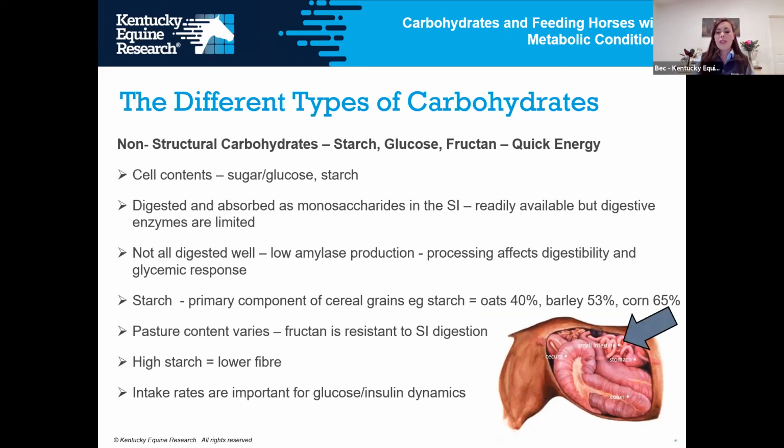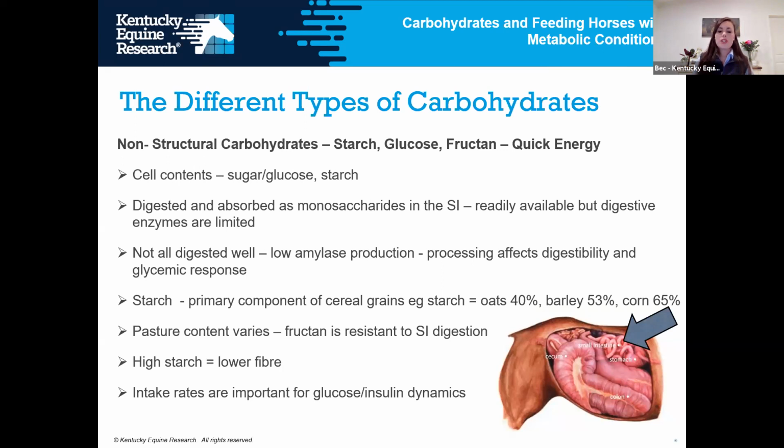So these, rather than the cell walls, these are the cell components. So common terms that we sort of flick around in this area are starch, glucose, fructans, and sugar. So these are more fast energy or quick energy to some extent. And these are typically absorbed, like I said before, as monosaccharides in the small intestine. They're readily available to be digested, but the horse does not have a great ability to actually do anything with them. So the horse doesn't have a huge amount of amylase production.